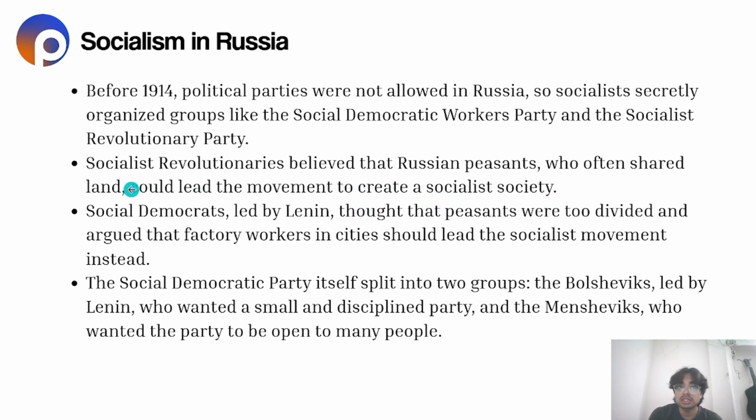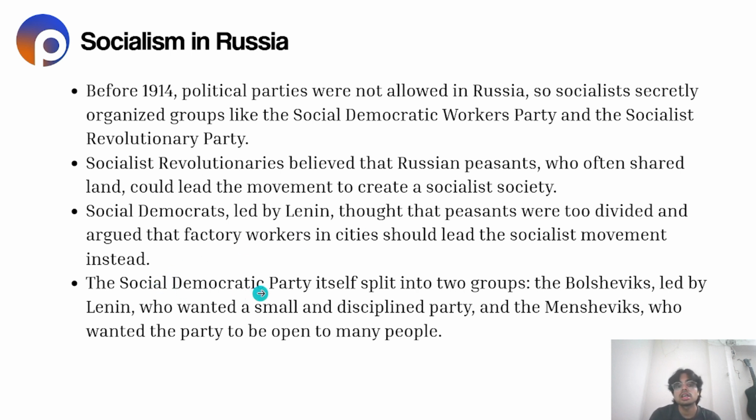Meanwhile, there were other socialists who were social democrats, who were led by Lenin. So Lenin was leading the social democrats. Meanwhile, the revolutionaries were led by farmers. So Lenin believed that the peasants were too divided, and argued that the factory workers in the cities should lead the socialist movement instead. So there was a clear distinction between the socialists who believed that the peasants should lead the movement, and the people who believed that the factory workers or the urban workers should lead the socialist movement.